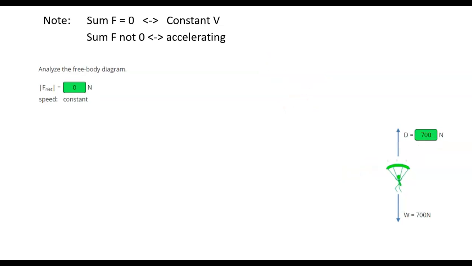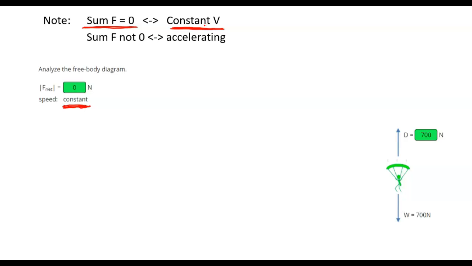All right, let's do another one. Here the only thing we're given is constant speed. What you need to know is that if we are traveling at a constant speed, the sum of the forces on the object must be 0. And if the sum of the forces acting on the object is 0, then we must be traveling at a constant speed, which could include a constant speed of 0, which would be at rest.